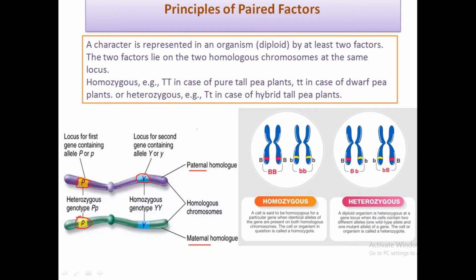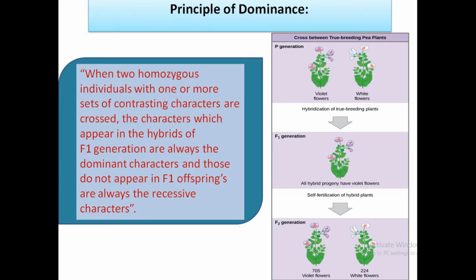So here again I have discussed the homozygous chromosome and heterozygous chromosome. Now the principle of paired factor is this: there are at least two factors for any character to be represented in an organism. Now the principle of dominance: two homozygous individuals with one or more sets of contrasting characters are crossed.